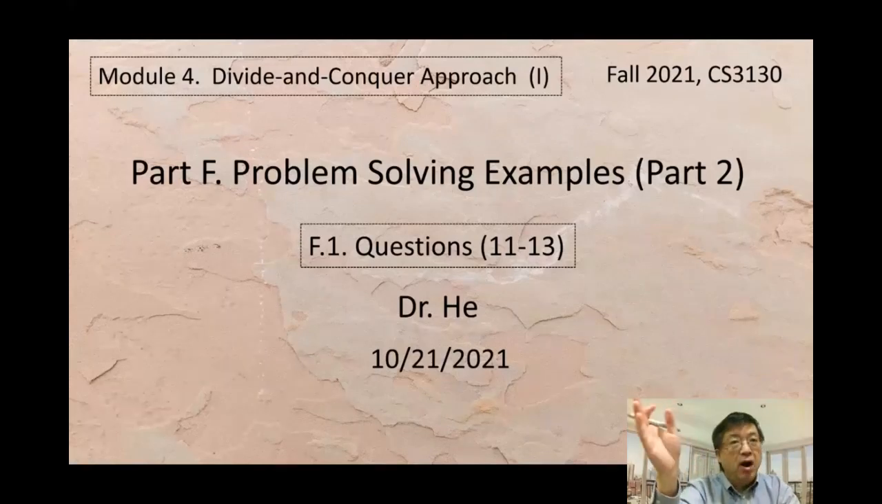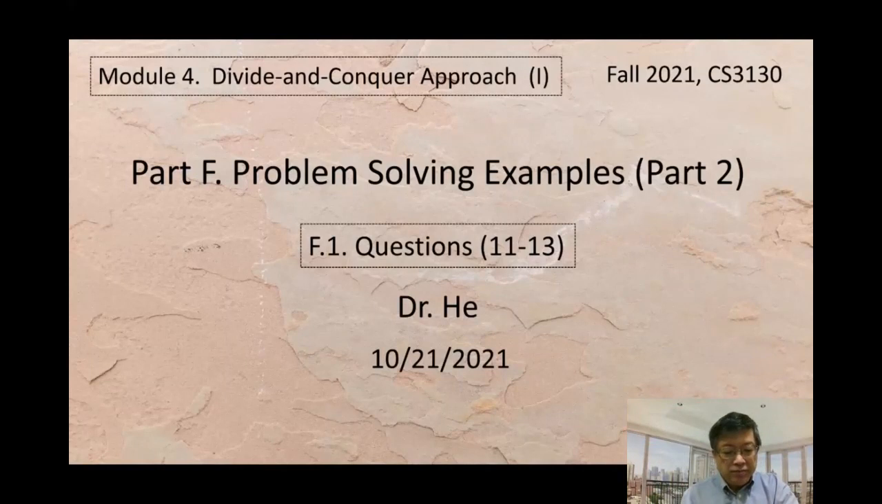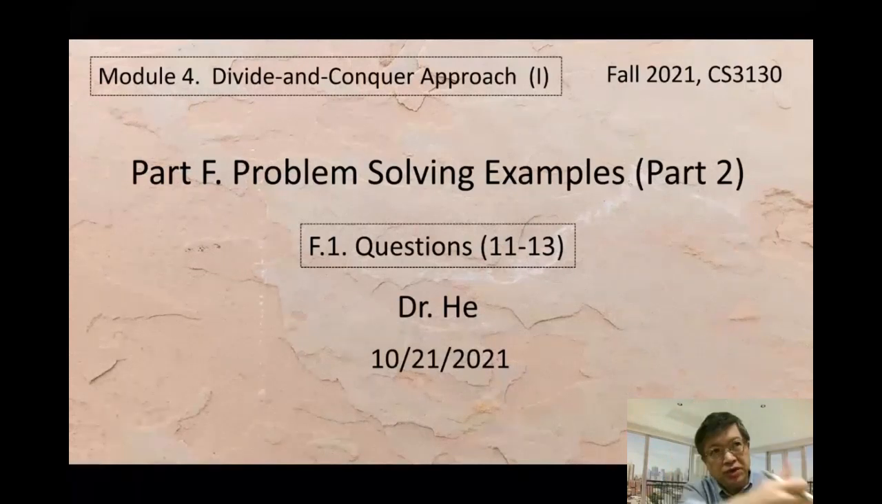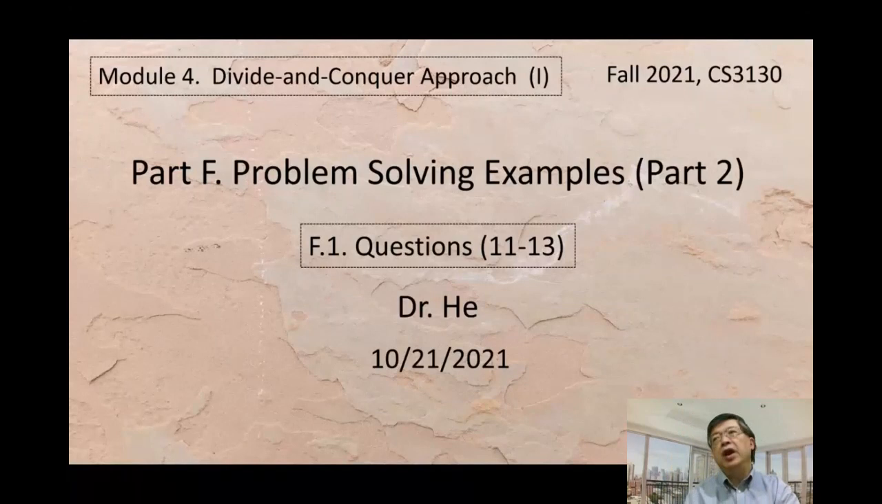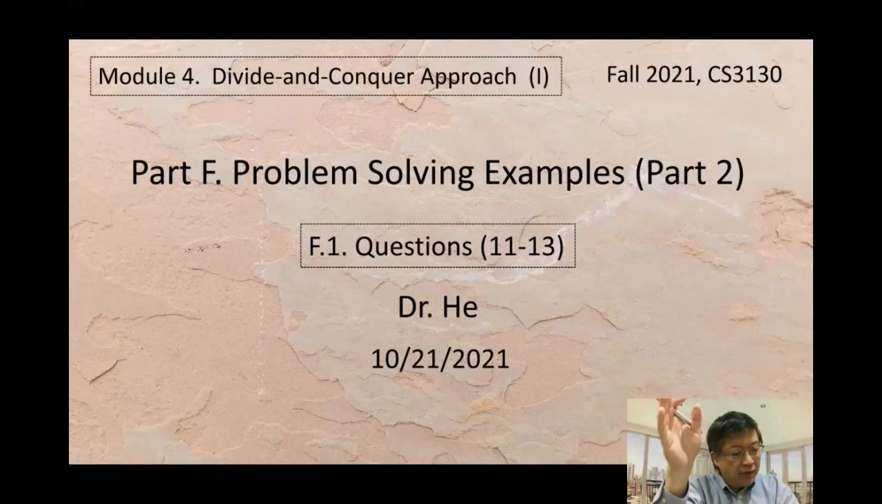Problem-solving examples, part 2. In this part, we do several more computation questions in our algorithms. All right, part F.1, 3 questions, number 11, number 12, number 13.